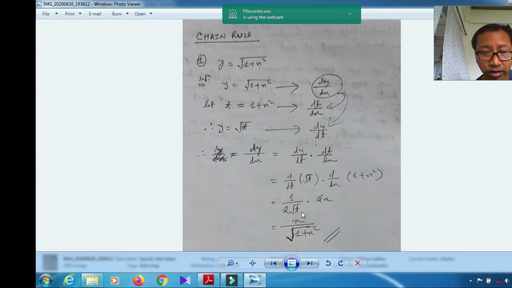Now one thing we have to remember, that since the question is in terms of y and x, our answer should also come in terms of y and x. Here y is already there, so this part answer should come in terms of x. We will replace what is t. t is 1 plus x square, so we will put here 1 plus x square. This is the final answer for our example.